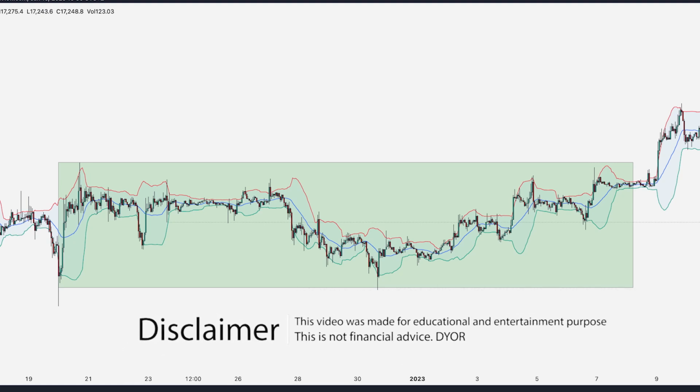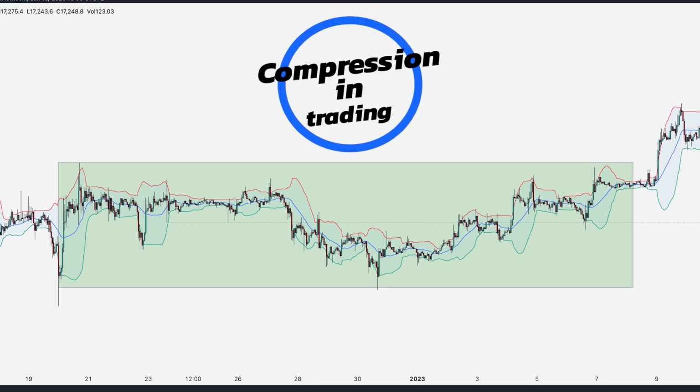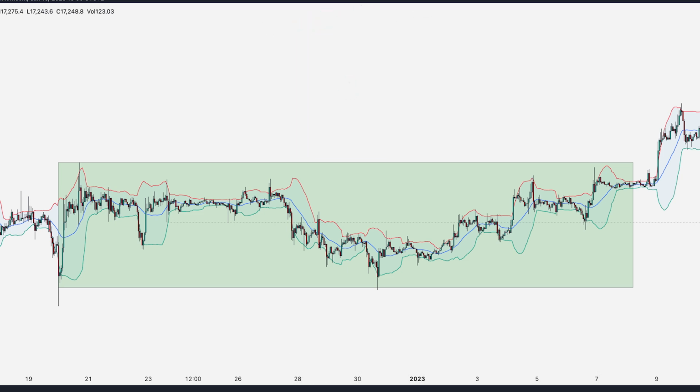Today we'd like to talk about one of the key concepts in trading, compression. What is it, how you can identify it, and most important, how you can use it to make a profit. Stick around until the end to discover all the secrets.